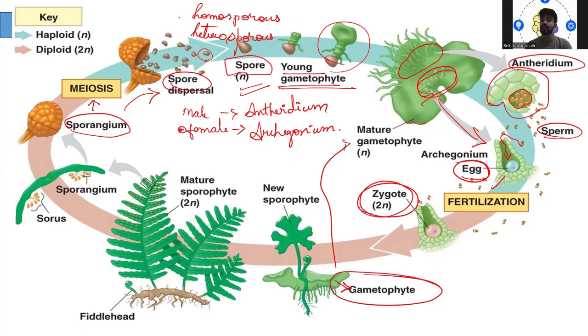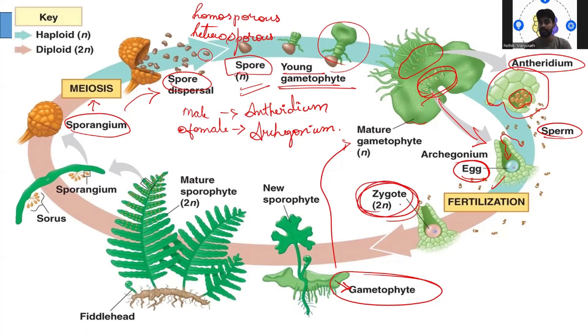Homosporous means the spore size will be the same. And heterosporous means the spores being produced are not the same size; we normally call them heterospores. Anyhow, we will come back to that.